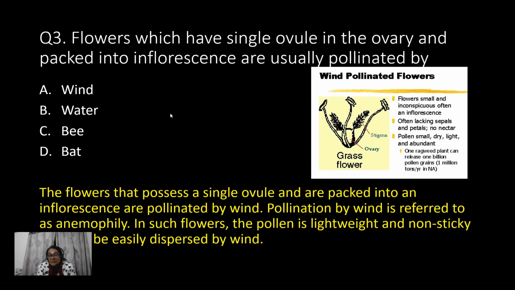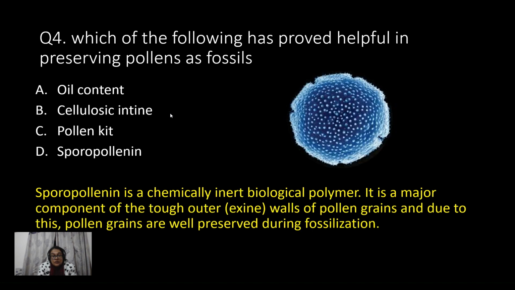They lack sepals and petals. There is no nectar because these are pollinated by wind. Pollen grains are quite small, dry, light, and quite abundant, and these are not sticky, right? Non-sticky. So this pollination by wind is referred to as anemophily. So here the correct answer will be A, that is wind. Let's move to the fourth question.